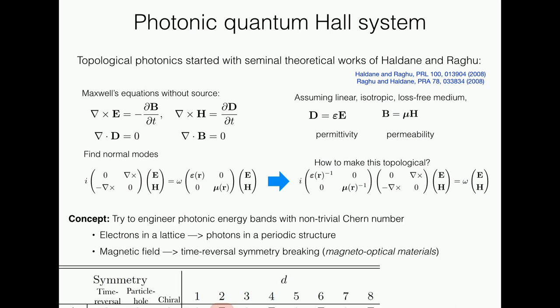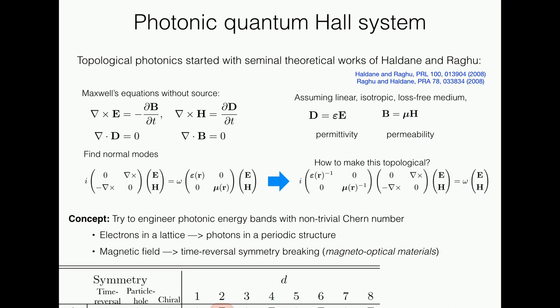Their idea was to think about what we do in condensed matter and try to do the same thing with photons. So what do we have in condensed matter for a quantum Hall system? We have electrons in a periodic potential. So let's take photons in a periodic crystal. Photons feel the permittivity and permeability, the dielectric properties of a material. So if you design the dielectric properties in a periodic way, they will feel that as a potential.